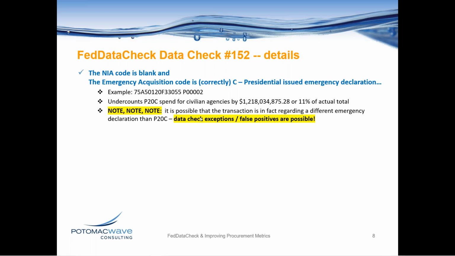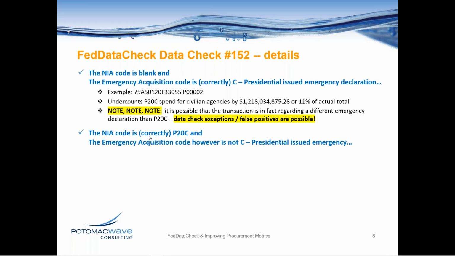Now, remember, I talked about false negatives and false positives. It's possible that is how it should be, and we'll think of some examples on that. But let's just go through them quickly. Emergency acquisition code looks correct, NIA code is blank. And then there's the reverse. The NIA code is P20C, and the emergency acquisition code is blank, or it's not C. It's A, B, or blank.